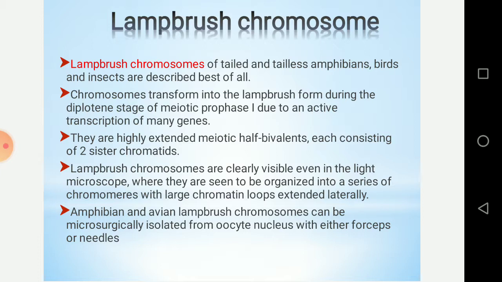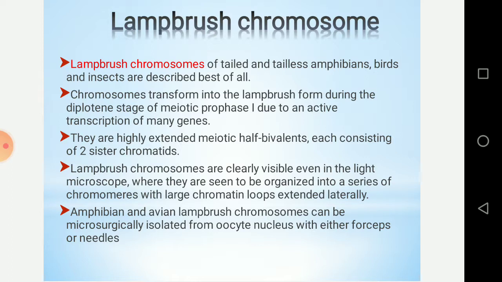Lampbrush chromosomes are clearly visible even in the light microscope, where they are seen to be organized into a series of chromomeres with large chromatin loops extended laterally. So why is this name given, lampbrush? Because it forms a loop-like structure, and if we see this structure externally with the help of a light microscope, we see a brush-like appearance. Since it has a brush-like appearance, the name is given as lampbrush chromosome.